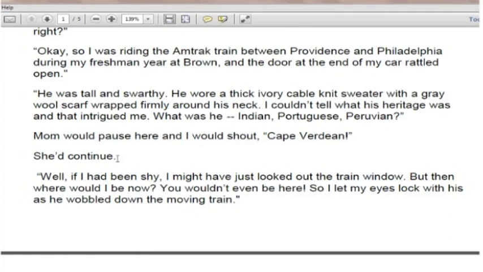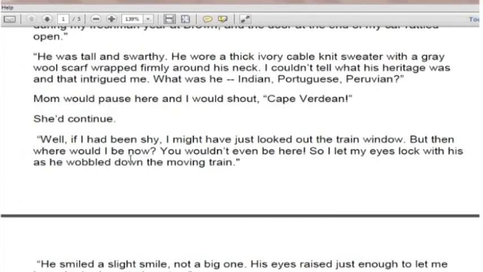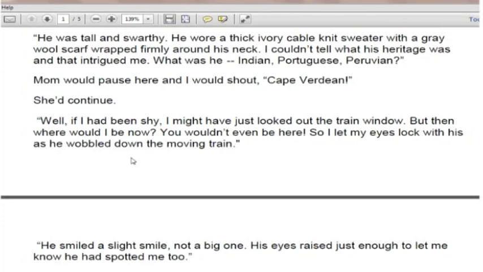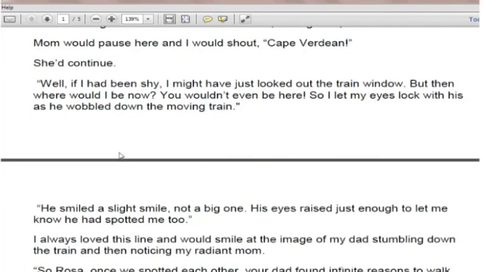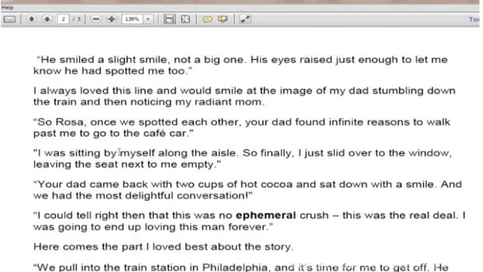Mom would pause here and I would shout, "Cape Verdean." She'd continue, "Well, if I'd been shy, I might have just looked at the train window, but then where would I be now? You wouldn't even be here." So I let my eyes lock with his as he wobbled down the moving train. He smiled a slight smile, not a big one. His eyes raised just enough to let me know he had spotted me too.